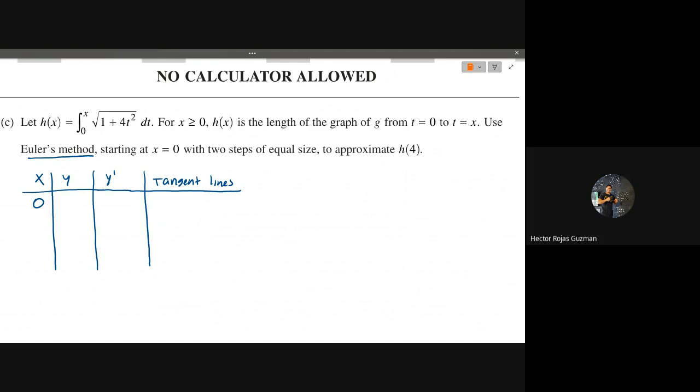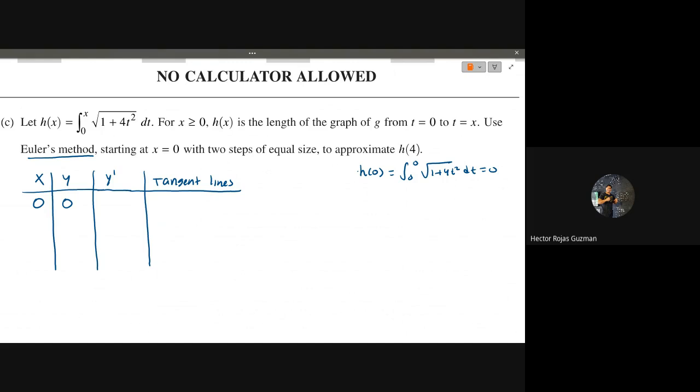Let h of x, for x greater than or equal to 0, be the length of the graph of g from t equals 0 to t equals x. Use Euler's method to approximate it. Okay, so after reading the problem again, I realized I don't have a y value. So we're going to have to go get the y value. H of 0 equals the integral from 0 to 0. That's just 0. So there's my y value.